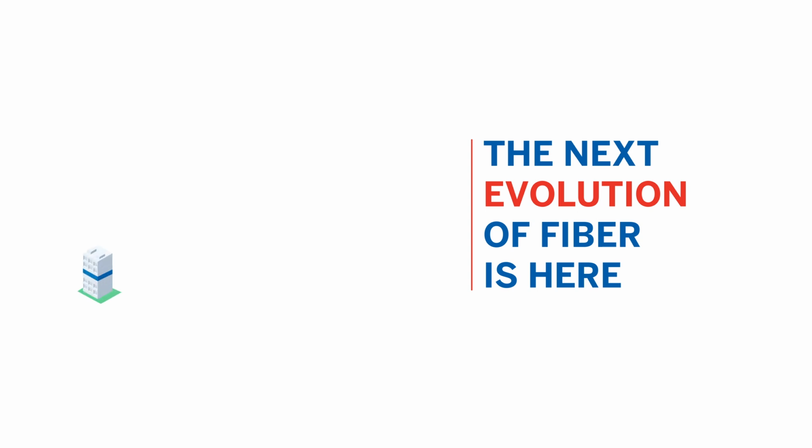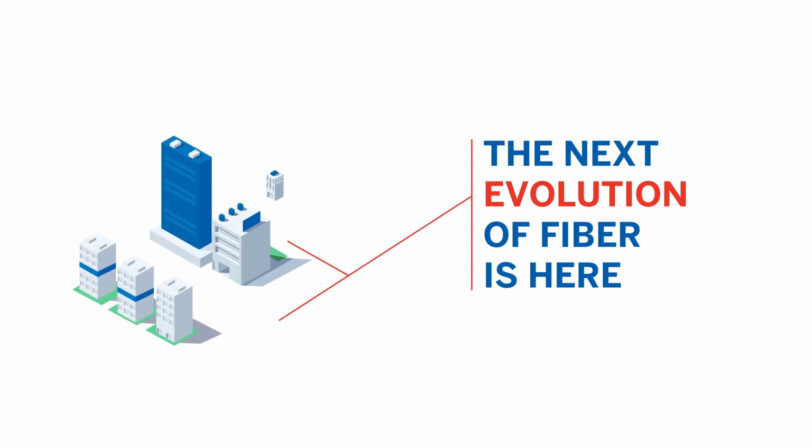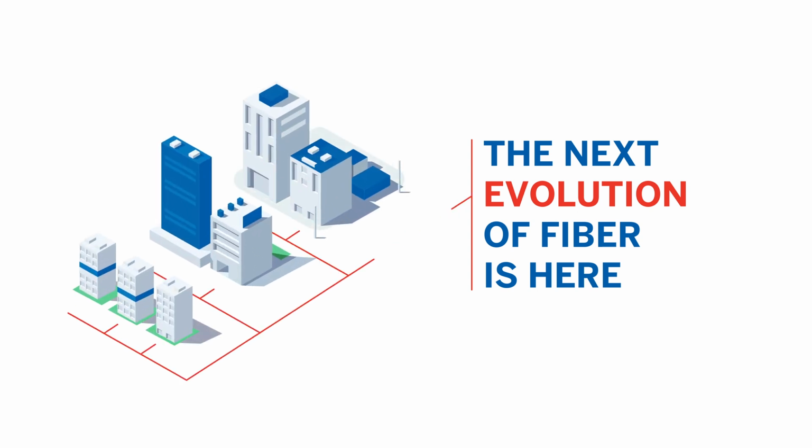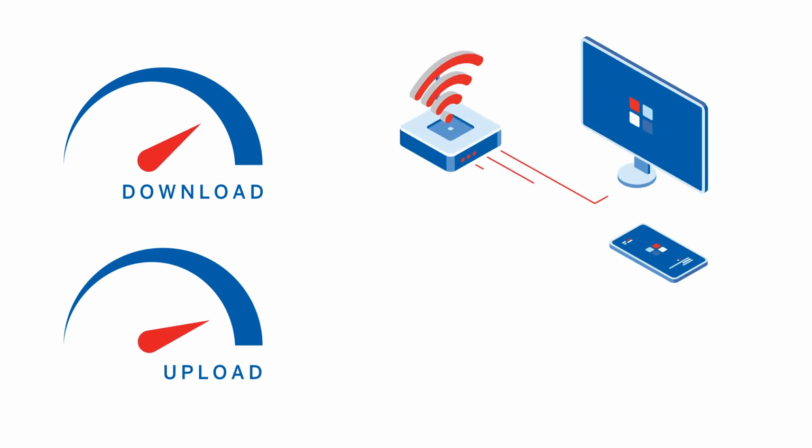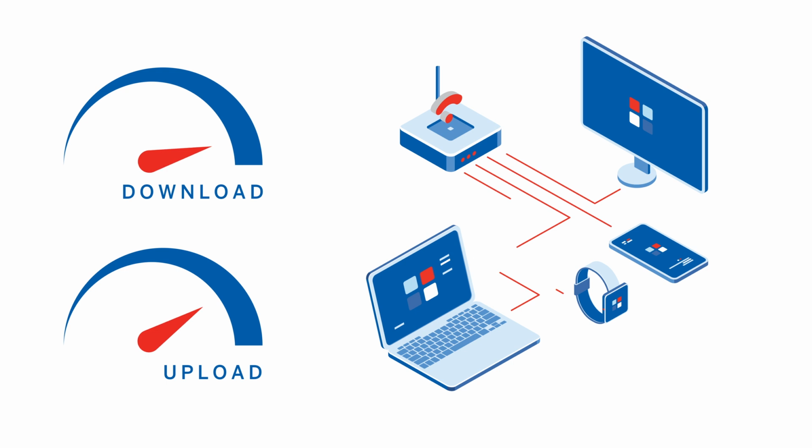Today, the next evolution of fiber is here. As residents and businesses have access to multi-gigabyte fiber plans for even more capacity and flexibility. Traditional 1-gig and multi-gig fiber plans deliver internet the same way, through your modem. That capacity or bandwidth is then divided and shared among all your connected devices.